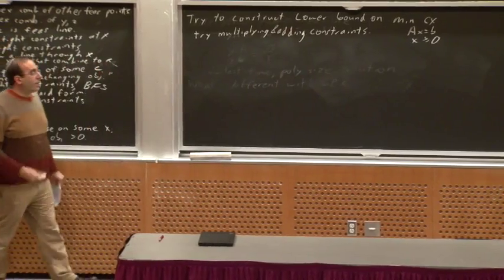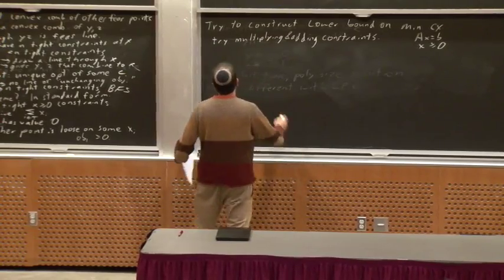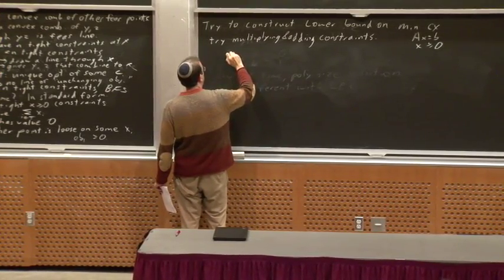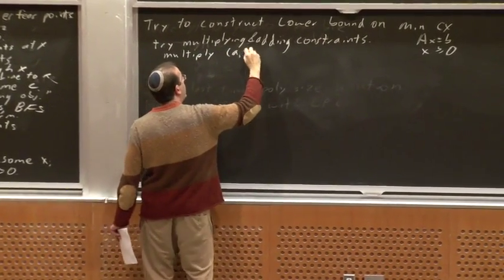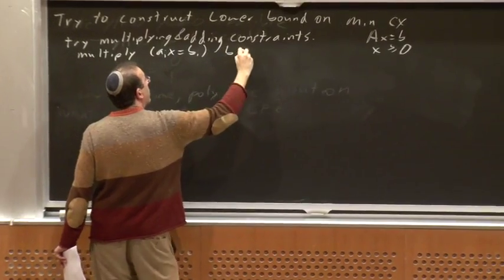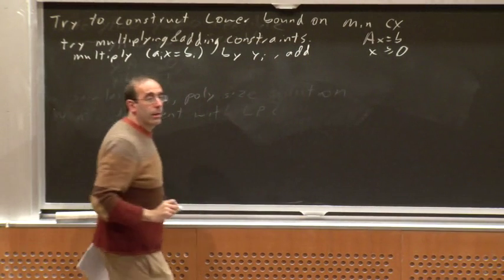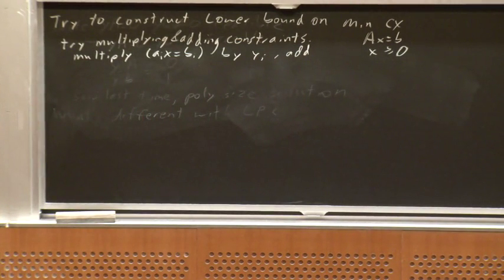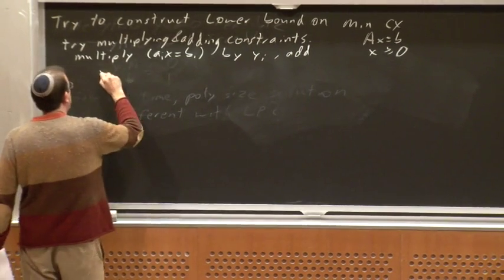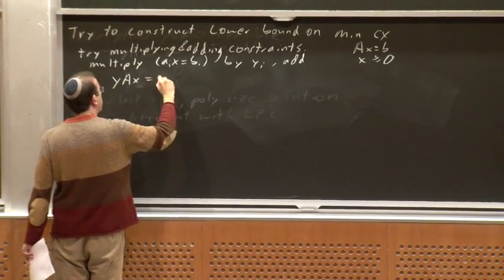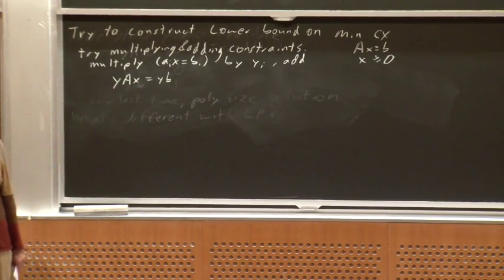So I've got these constraints, a_i times x and so forth equal to b_i. In particular, let's multiply the constraint that a_i x equals b_i by some y_i, and then add all of them. So what happens when I multiply all of these constraints and then add? Well, I get a new statement that says that y times Ax is equal to y times b.